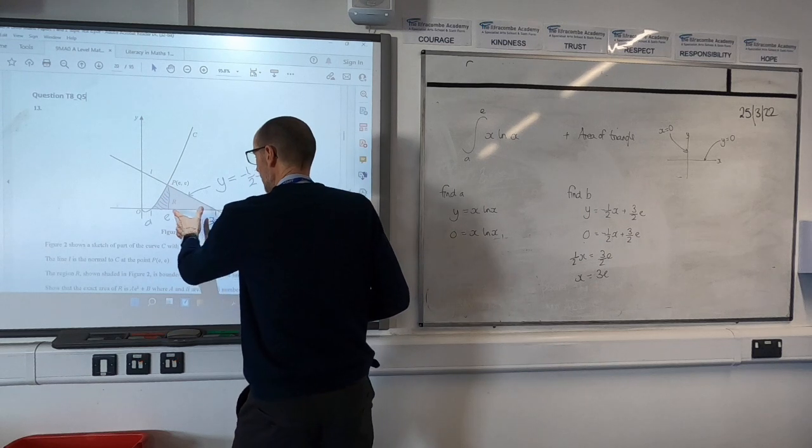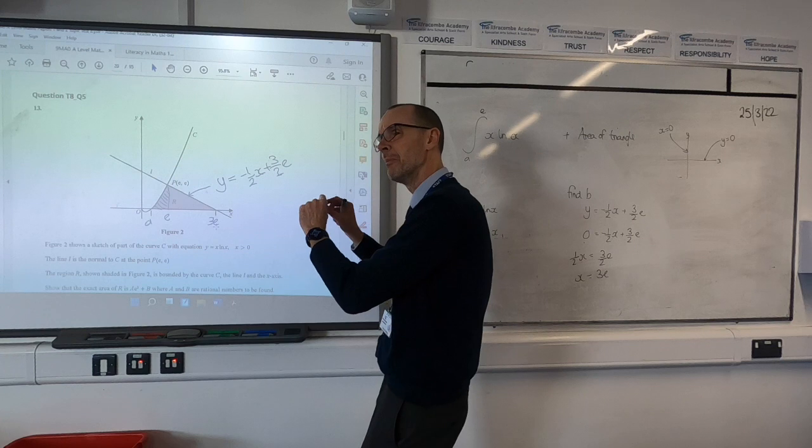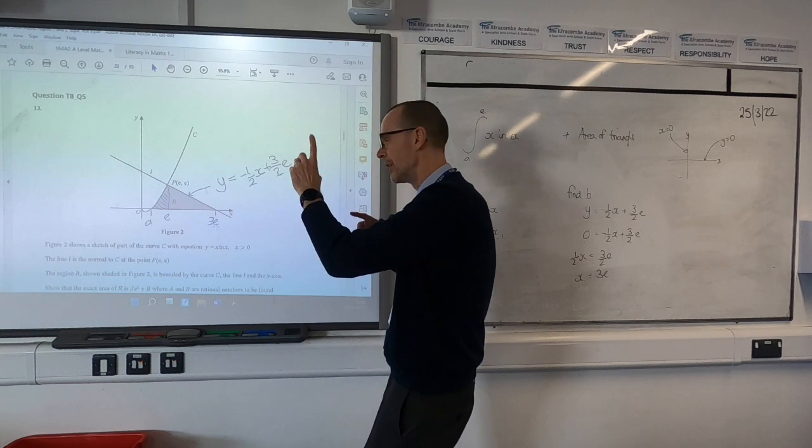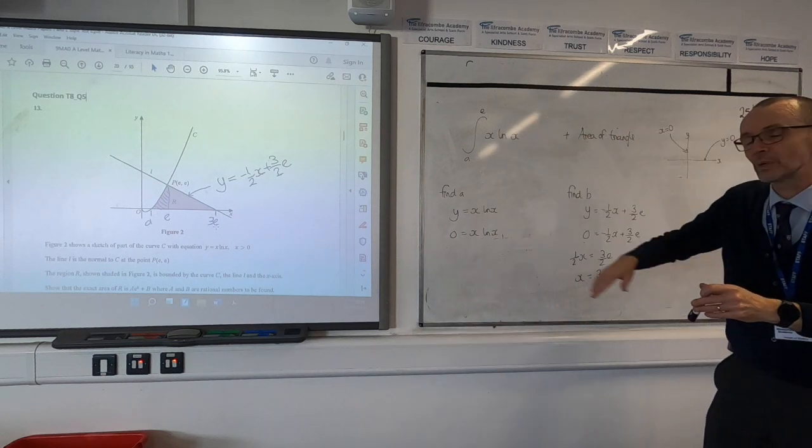So Lily, how long is the base of my triangle? 2e, yeah. So my base is 2e, my height is e, and I know the area of a triangle is base times height divided by 2. That's all good. Here it's a bit like we had one of these yesterday, didn't we?